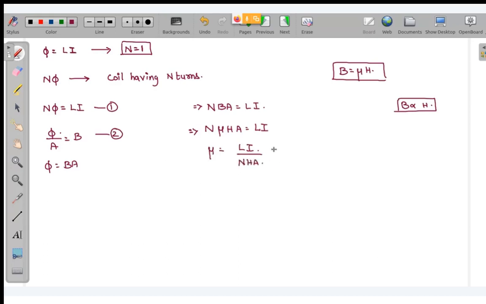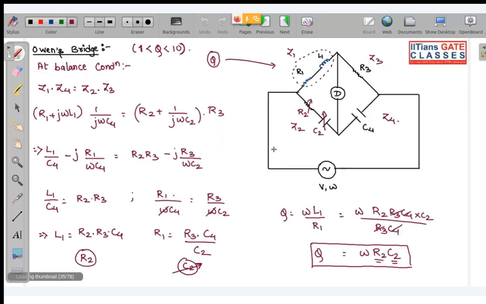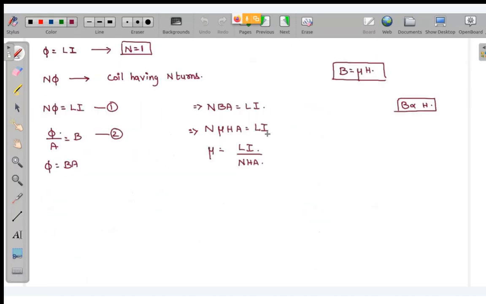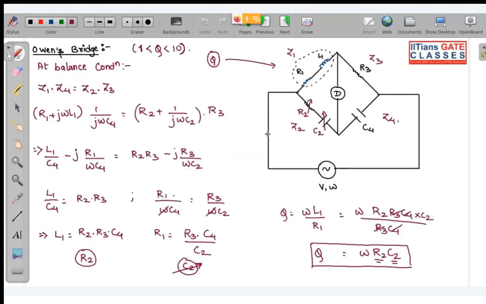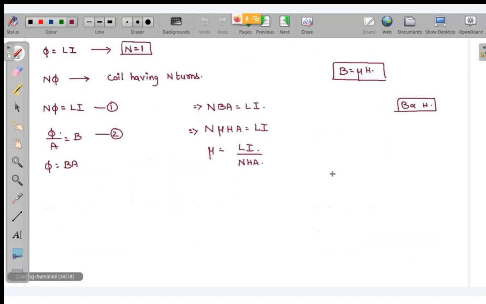So already you can calculate the value of L from this place. I, you can also determine it, the current that is flowing through this arm at your balance condition. You will already be knowing it because you know the value of R1, L1 and this source. So you can also calculate I. The number of turns of the coil is also obviously written.